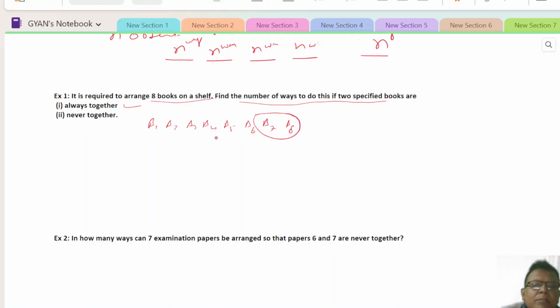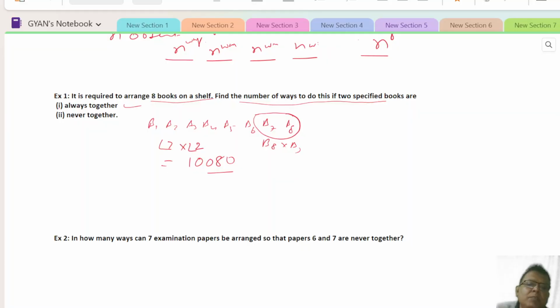So the total entities will become 7, factorial 7. So this is factorial 7, and the two books can be kept as B8 and B7 also. So factorial 7 into factorial 2 is equal to how much? 10080.